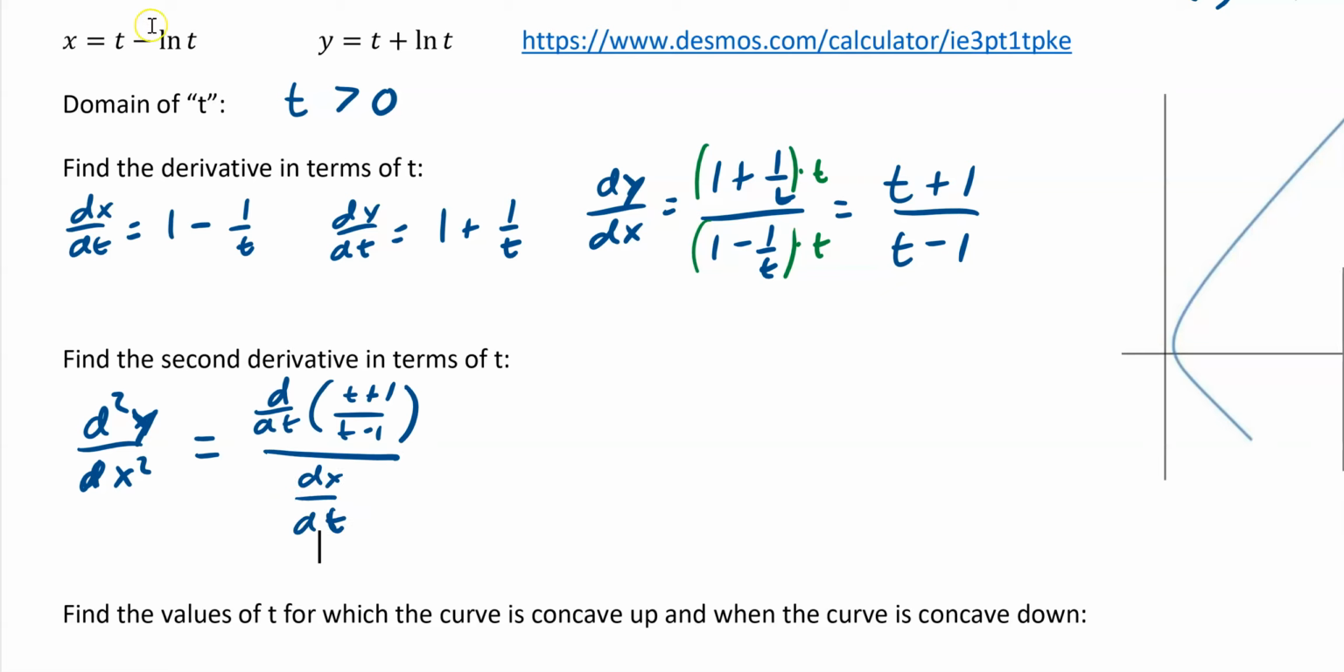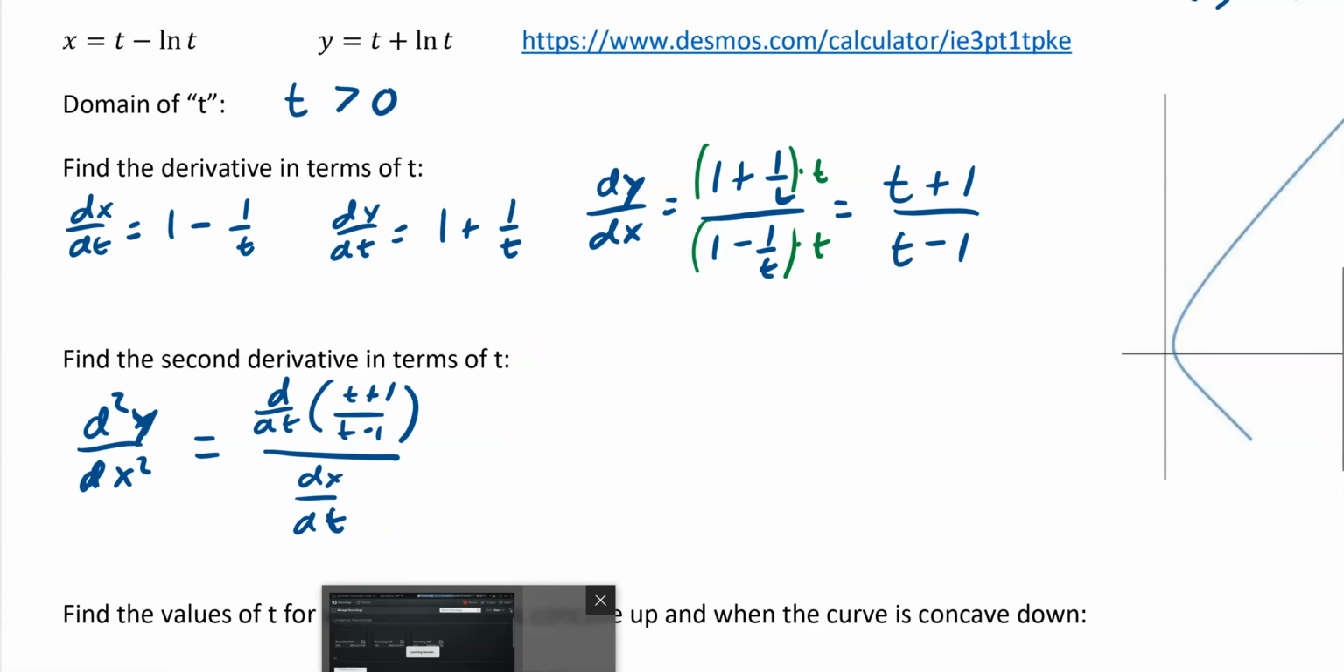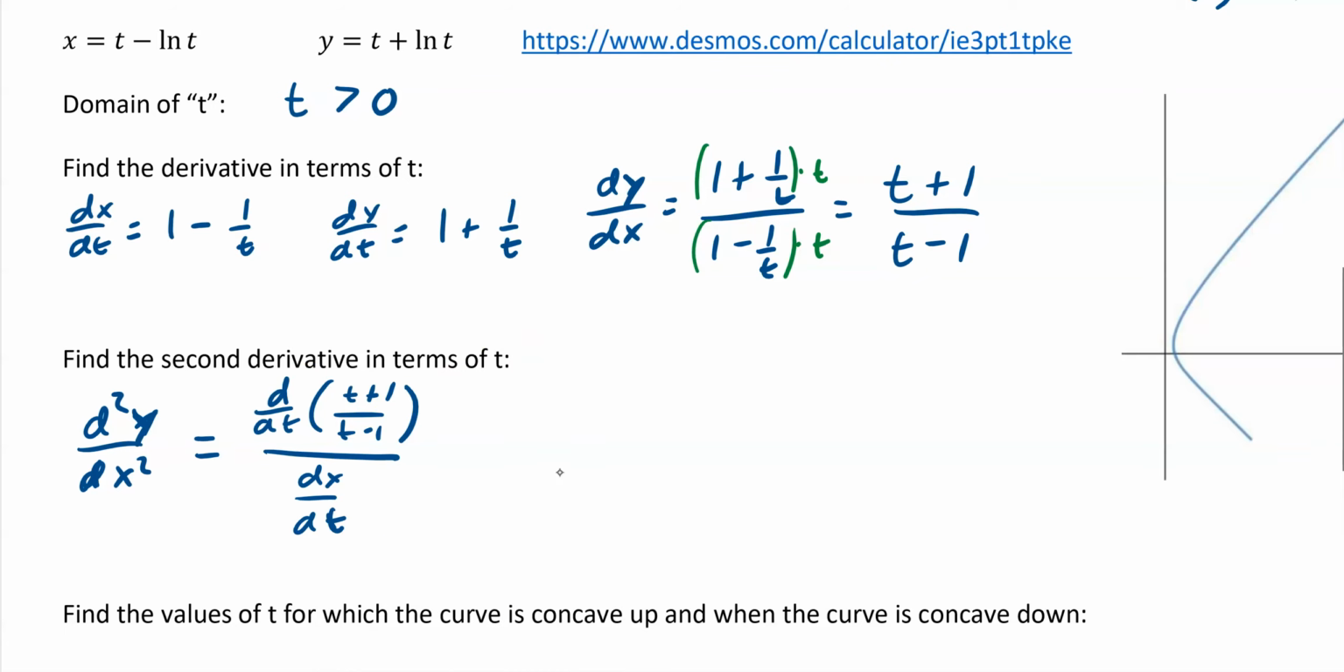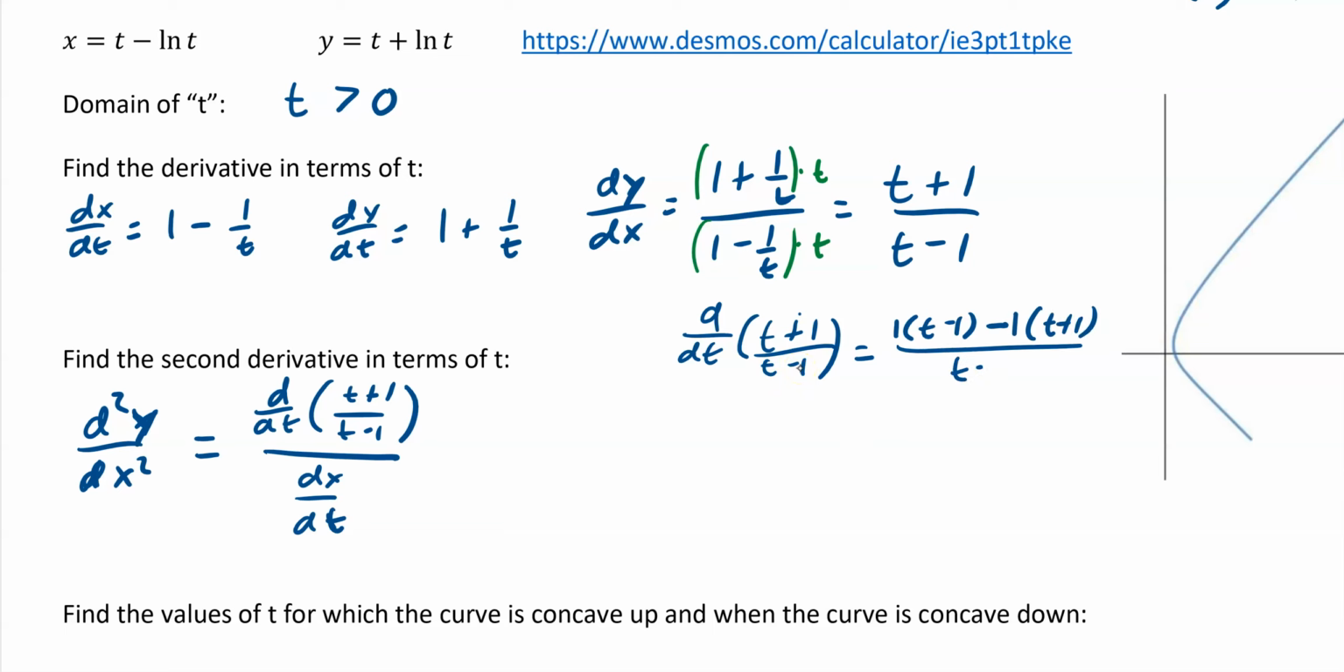So basically we find the derivative and then we do it again, second derivative. To find the second derivative, you take the first derivative and take its derivative, but then you divide it by dx/dt. Okay. So let's take this one's derivative again, because we're going to have to use quotient rule. So derivative of the top would be 1 times (t − 1), minus derivative of the bottom, 1 times (t + 1), all over the bottom squared.